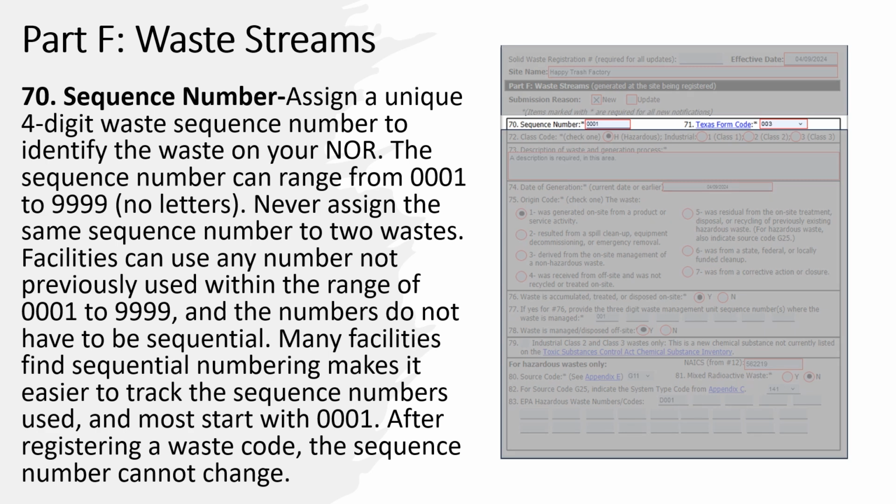Number 70, sequence number. Assign a unique 4-digit waste sequence number to identify the waste on your NOR. The sequence number can range from 0001 to 9999. Never assign the same sequence number to two wastes. Facilities can use any number not previously used within the range, and the numbers do not have to be sequential. Many facilities find sequential numbering makes it easier to track the sequence numbers used, and most start with 0001. After registering a waste code, the sequence number cannot change.